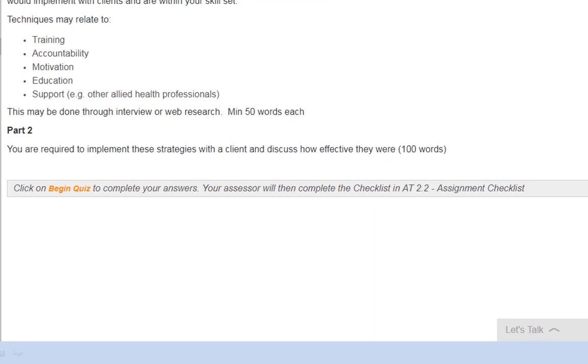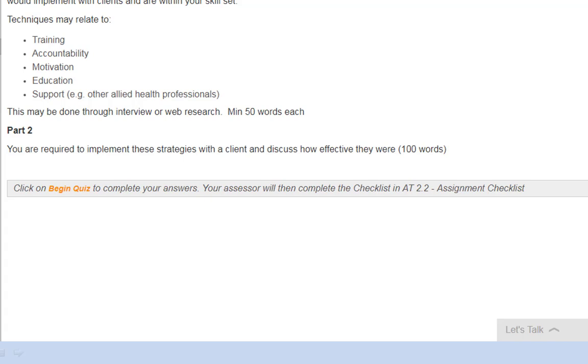So in part 2 of this assignment, insert 4 in fitness, you're going to be training a client. So what you need to do is, with this client, you need to implement the techniques that you've discussed in part 1. So you need to implement both techniques with this client. So your 2 techniques, again, one might be playing a game at the end of each session. One might be providing them with education each week. You need to implement both of these strategies.